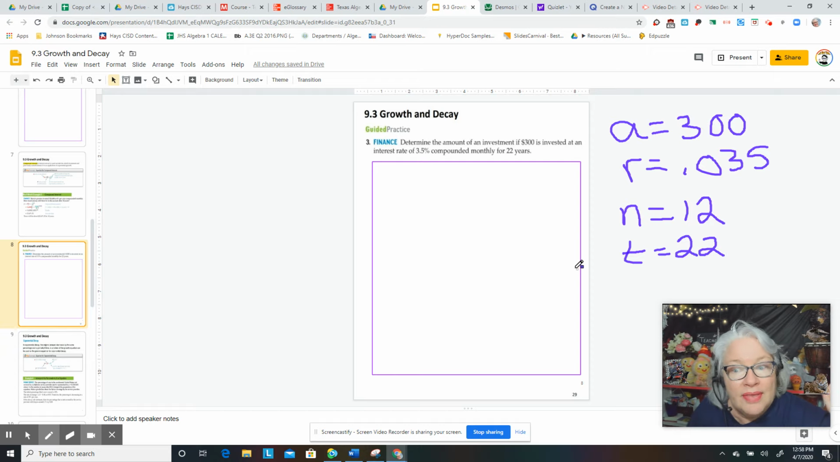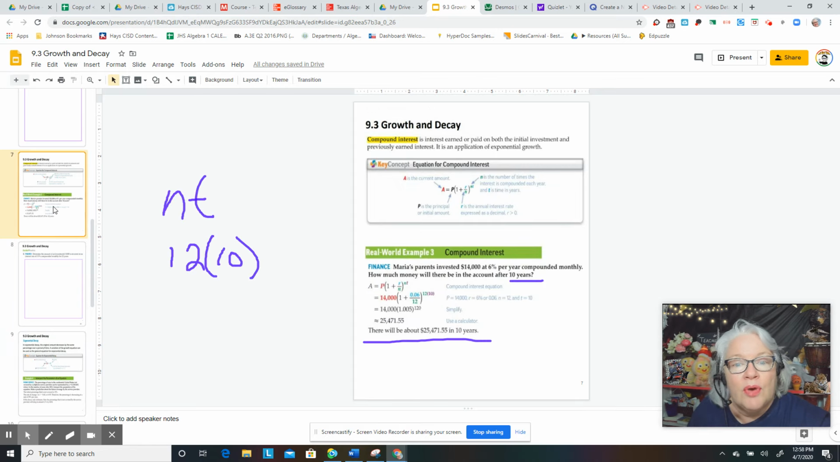We have all the things we need to put into the formula. Here's the formula. P, your starting amount. R, your rate as a decimal. N, how many times is it being compounded? nt, how many times it's being compounded, how long it's being invested.